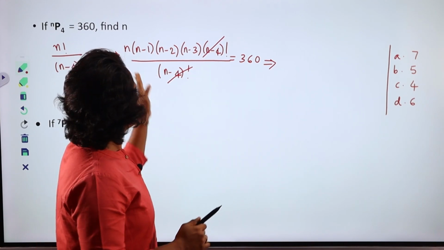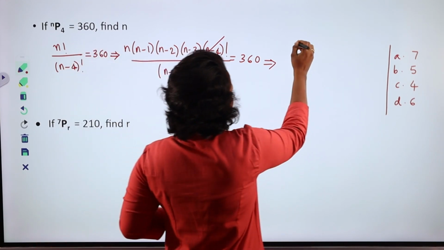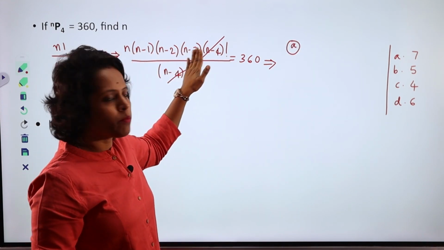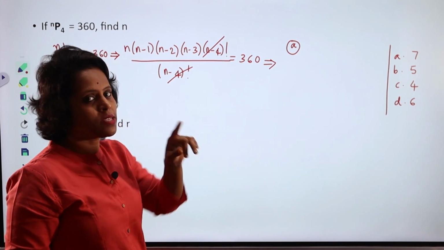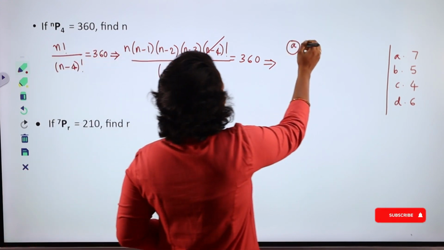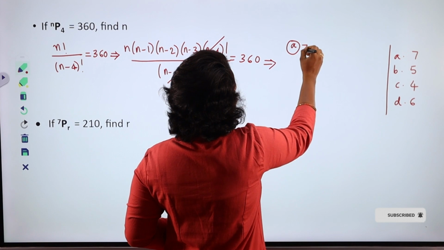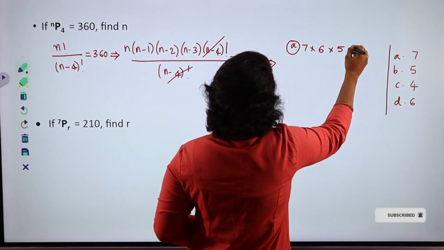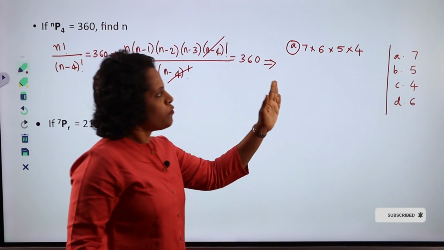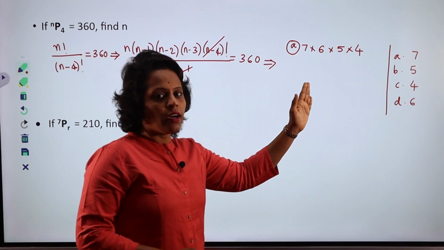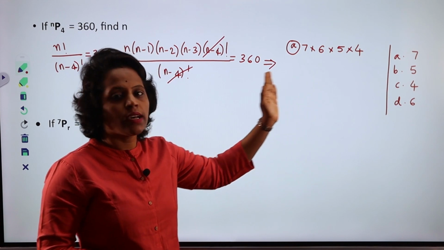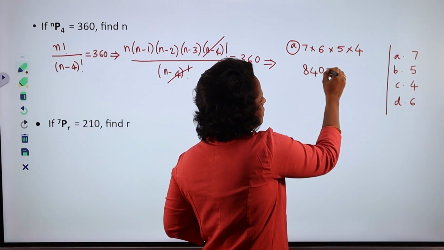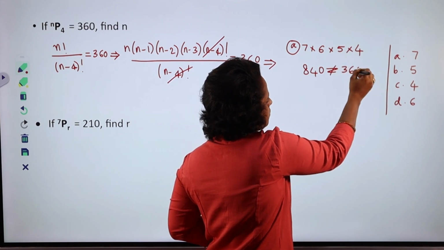Now for the first option, let's see, n into n minus 1 into n minus 2 into n minus 3 equal to 360. I'll substitute 7 for n, right? Now for n equal to 7, what will this be? 7 into 6 into 5 into 4. 7 6s are 42, 42 5s are 210, 210 into 4 is 840. 840. This is not equal to 360, right?